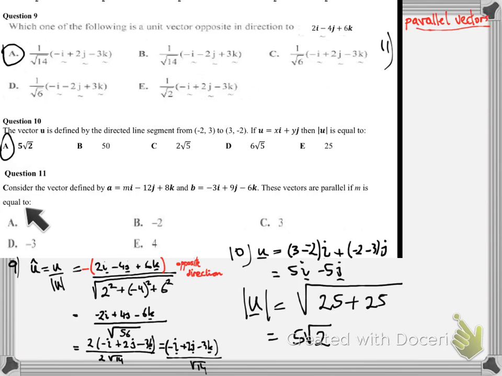Now, 11, we have vectors A and B defined, but A has an unknown part in it, which we have to work out. And we're told that these vectors are parallel for a particular value of m. Let's work that out. Parallel vectors are given by that definition: the same direction, just of a different size. So you equate the two vectors. There's vector A with unknown parameter m equals k times vector B.